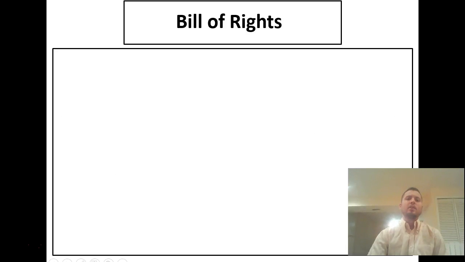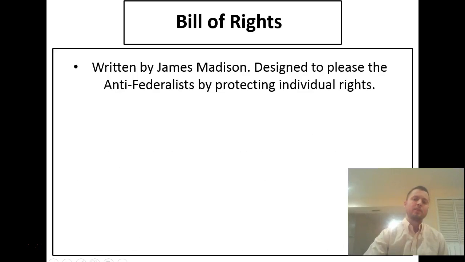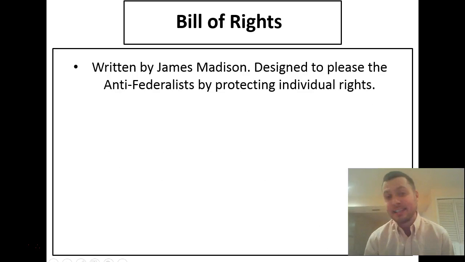Here we go. Oh, the Bill of Rights are here already. Please write the Bill of Rights. Let's talk about the B-O-R. You ready? Here we go. Written by James Madison, he wrote the Bill of Rights. It was designed to please the anti-federalists by protecting individual rights.